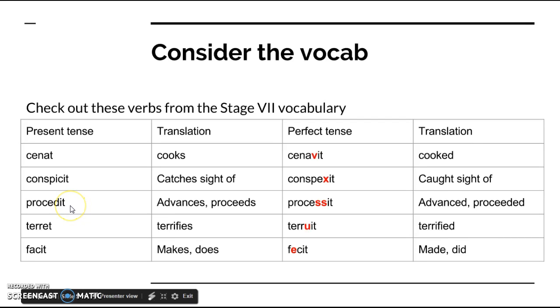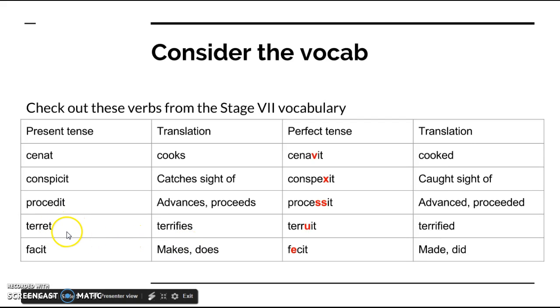In Latin, down here, we have procedit, which means advances or proceeds. You can kind of see that proceeds is a derivative of procedit, meaning like moving forward. Well, when it's in the perfect tense, you say processit. And that's how we now have two S's. Notice how this looks a lot like process. That's a derivative for later on. But when you translate it in the perfect tense, it is advanced or proceeded.